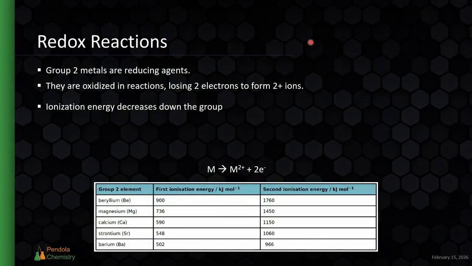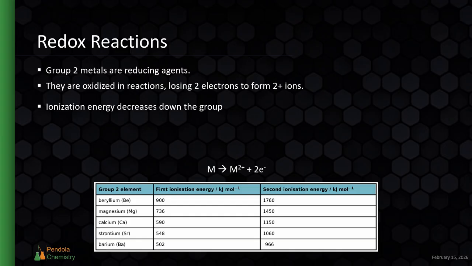Most reactions in or with group 2 elements are going to be redox reactions. They're reactions where the group 2 metals are reducing agents and they are themselves oxidized by losing 2 electrons to form their 2+ ions. So in general, whatever the thing getting reduced is, what's going to happen to the metal element is that it's going to lose 2 electrons and become the metal with a 2+ charge.